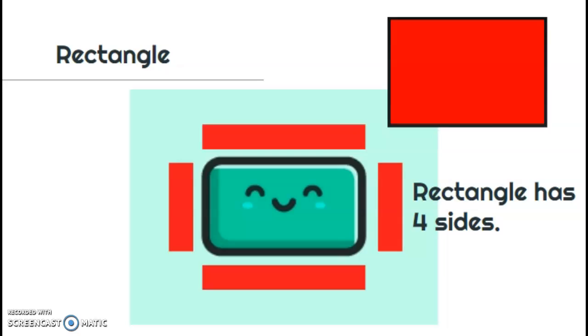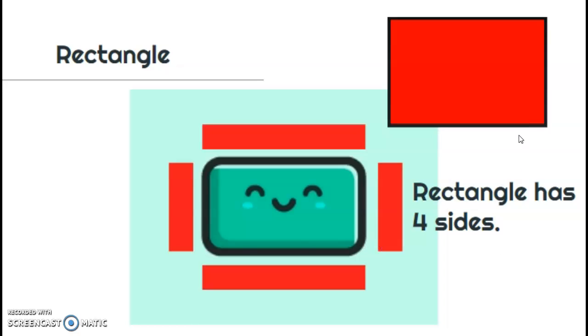Now let's look at a rectangle. So a rectangle also has 4 sides, just like our square. We're going to look at the sides to make sure that it actually has 4 sides. So 1, that's a straight line. Here's another straight line, so that's 2. The bottom, there's another one, 3. And on the left hand side, there's another straight line, so 4. So it does have 4 sides.